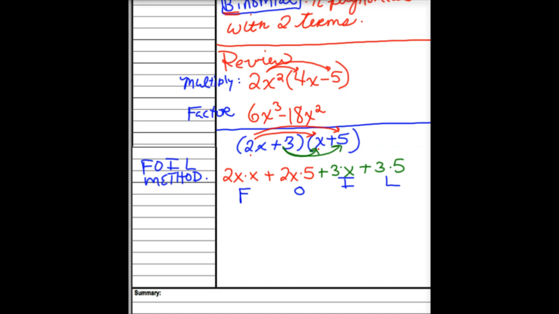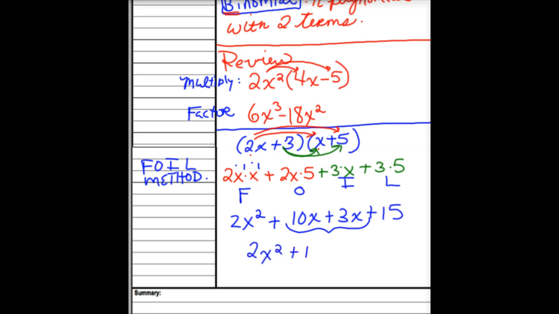And then when you clean it up, 2x times x gives you 2x to the second. When we multiply, we add those little exponents. Plus 2x times 5 is 10x. Plus, in the green, 3 times x is 3x. And then plus 3 times 5, which is 15. And then we combine like terms, which is almost always our O and our I. 10x plus 3x gives us 13x. So I have 2x squared plus 13x plus 15.